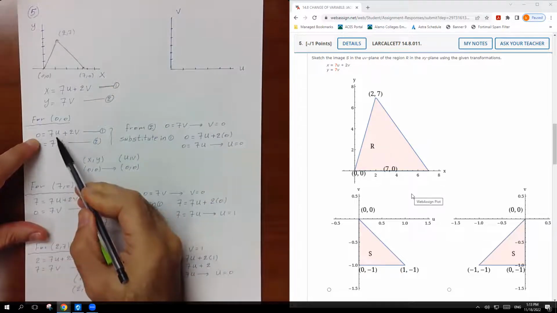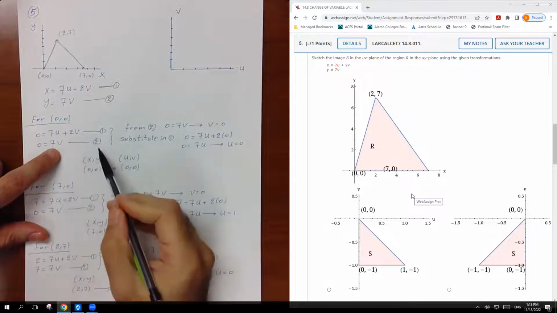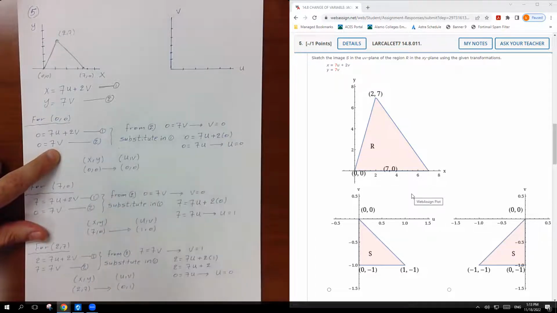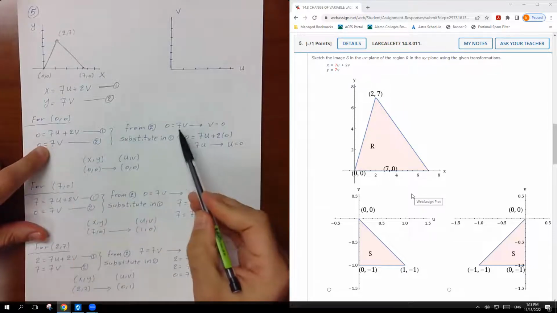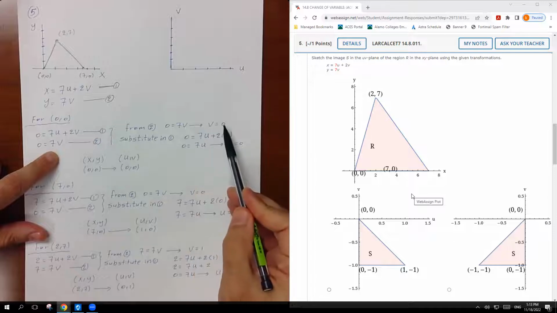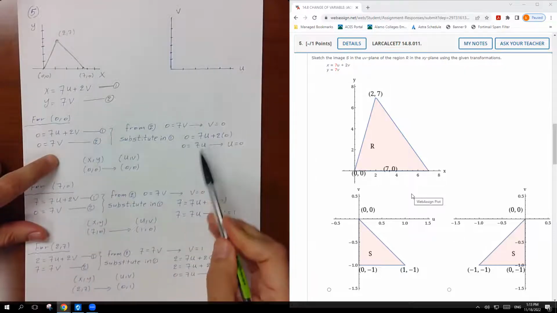So 0 equals 7U plus 2V, 0 equals 7V. You can solve it by elimination or substitution, back substitution, it's up to you. So from the second equation, I'm going to get 0 equals 7V, that means V equals 0. Substitute this one in the first one, you're going to get U equal also 0.